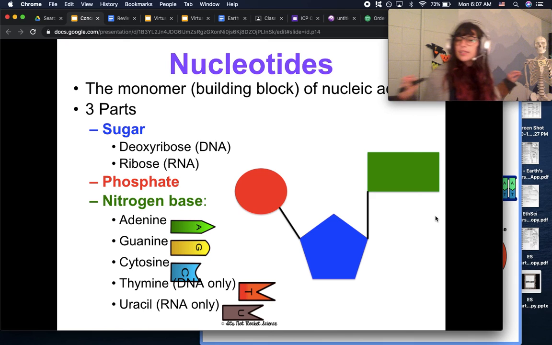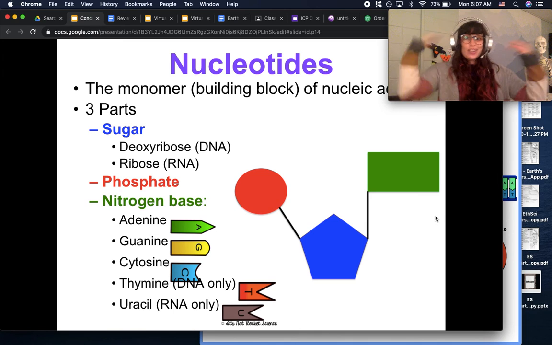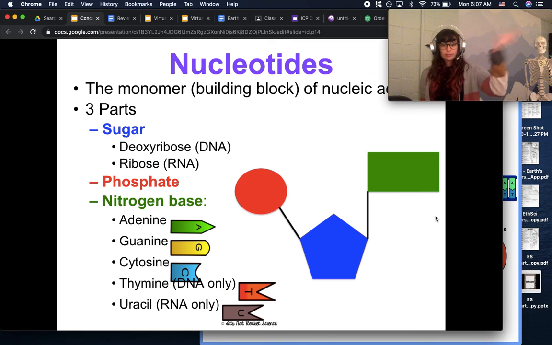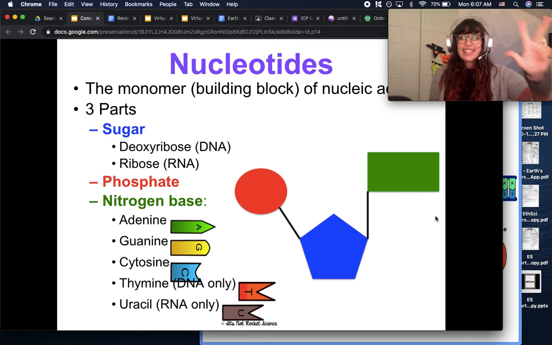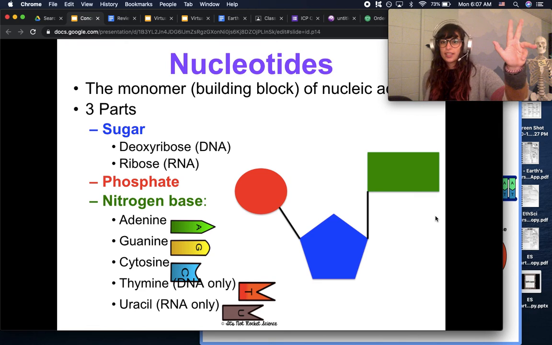Subtle differences. Name all 4 nitrogen bases in DNA. You're correct if you said adenine, guanine, cytosine, and thymine. There's no uracil in DNA. Okay, now try it out for RNA. Name all 4. You're correct if you said adenine, guanine, and cytosine again, but this time leave out thymine and add uracil.